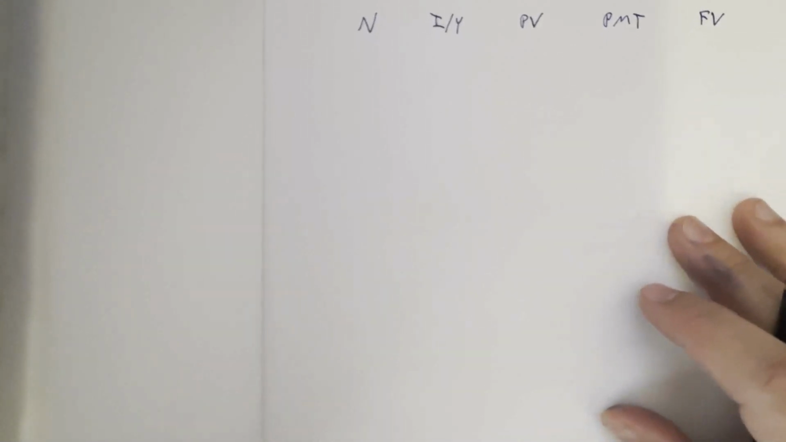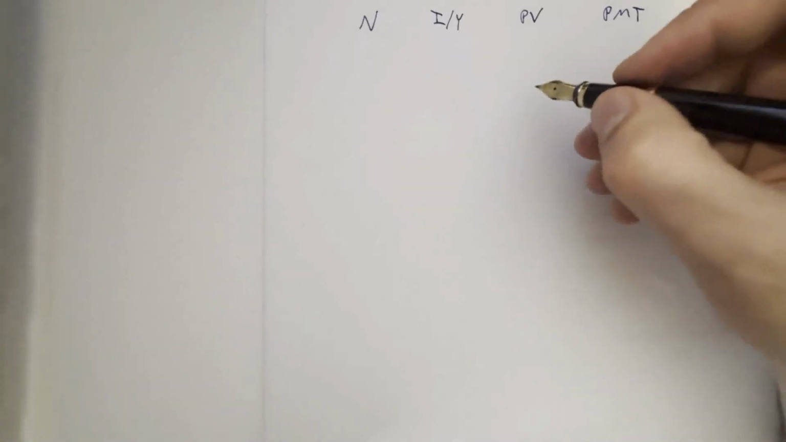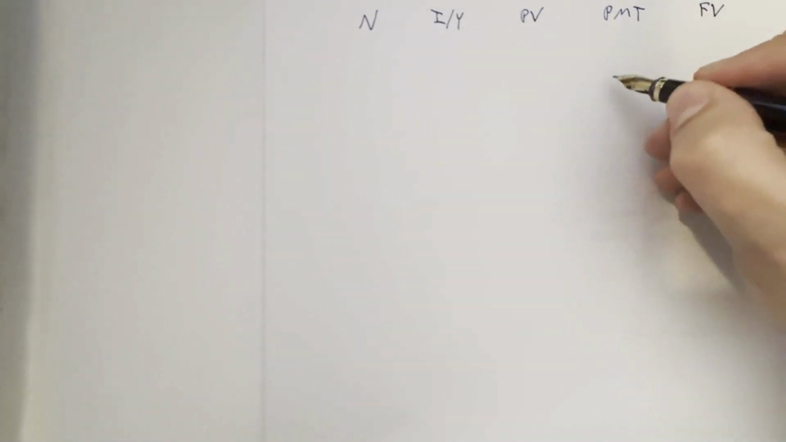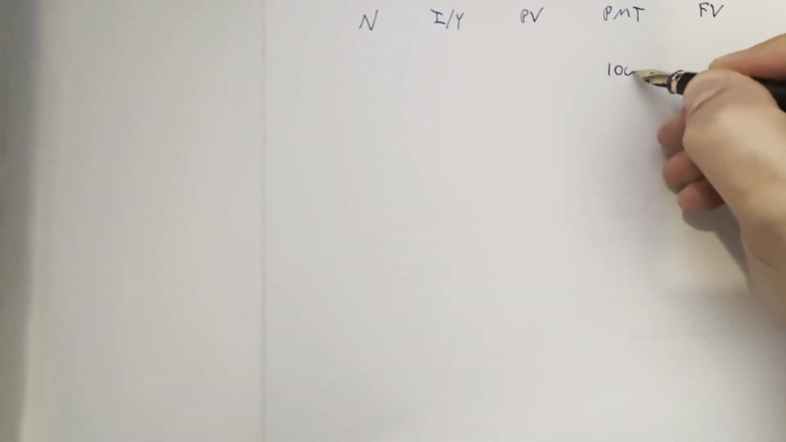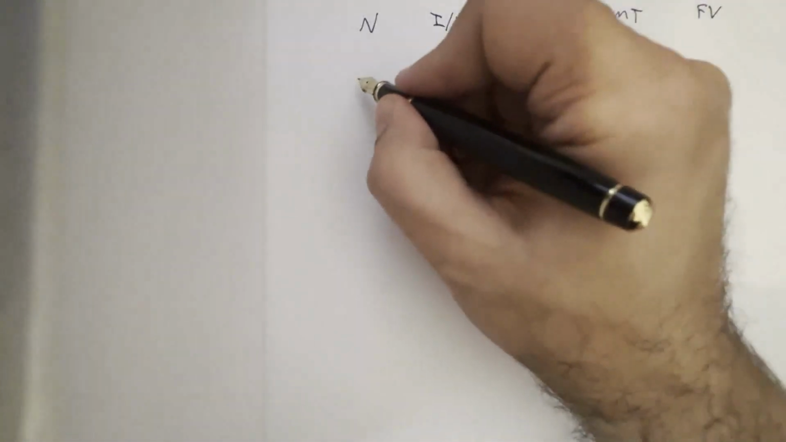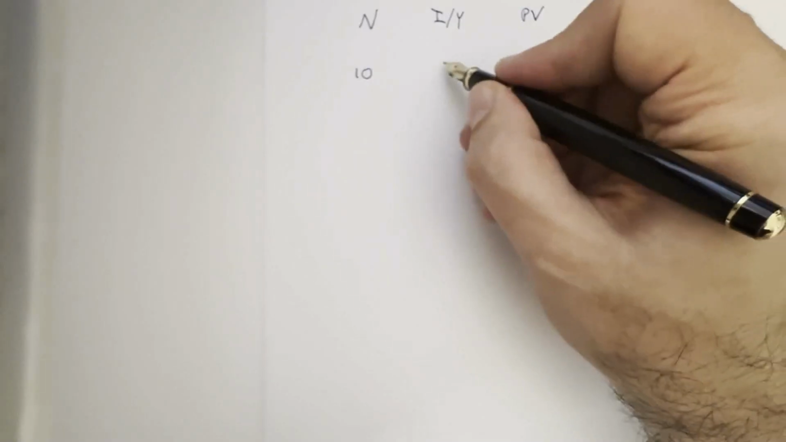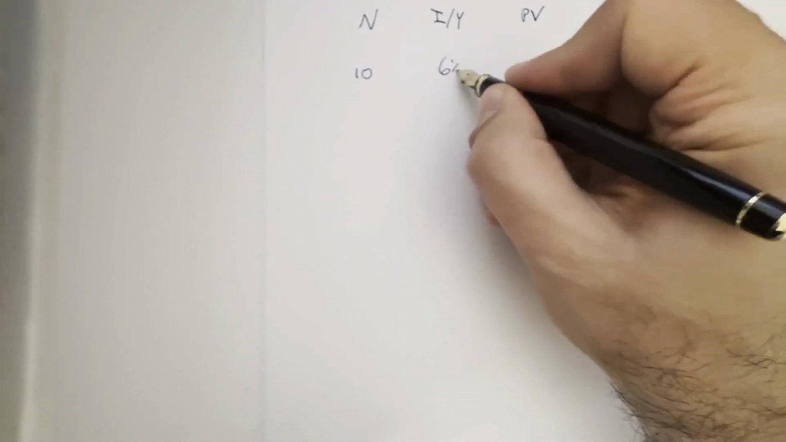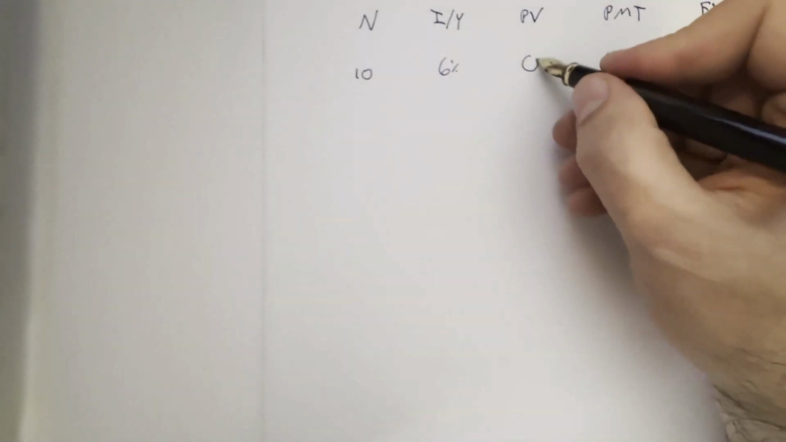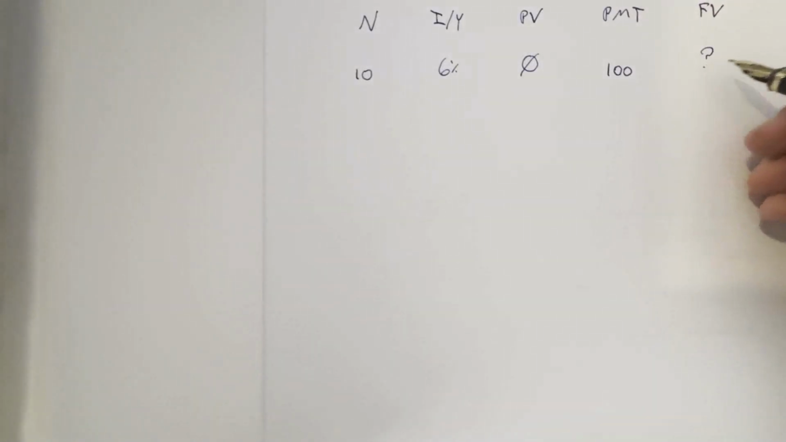Now, in example number 1, and we're going to do 5 of them, I want to know if I save $100 every single year for a period of 10 years, and I get a 6% rate of return. I start with nothing. What is the future value?